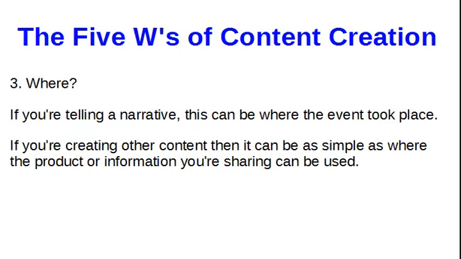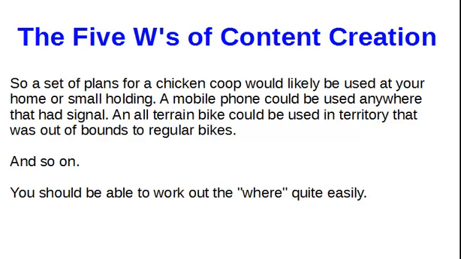Next question, third one, is where. Again, this goes back to the journalism side. If you're telling a narrative, it's where the event took place. But if you're creating other content, it can be as simple as where the product or the information you're sharing can be used. So if we randomly take, say, a set of plans for a chicken coop, that would most likely be used at your home, or maybe an allotment or small holding. Whereas if you've got a mobile phone, that could be used pretty much anywhere that has signal. And say something like an all-terrain bike, the where would be, well, you can use it in territory that was out of bounds to regular push bikes, and so on.